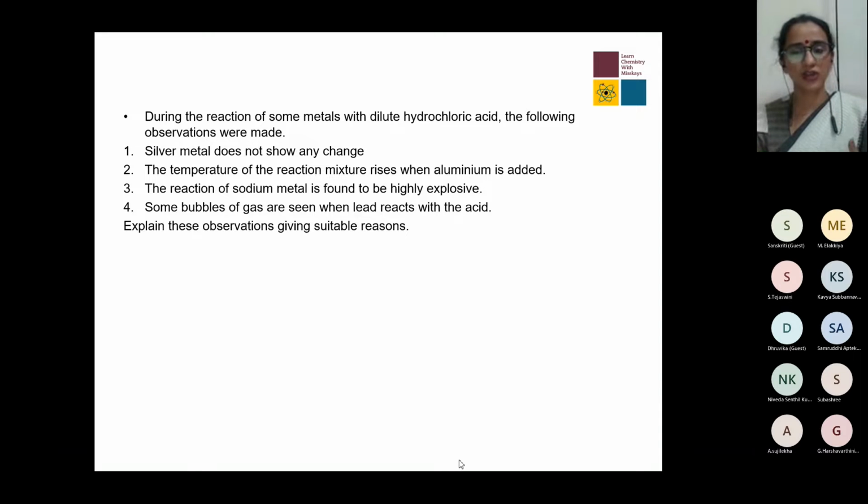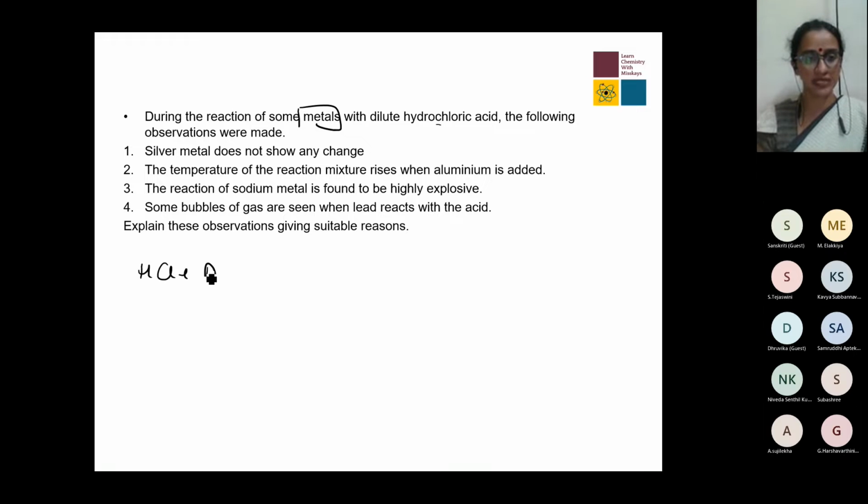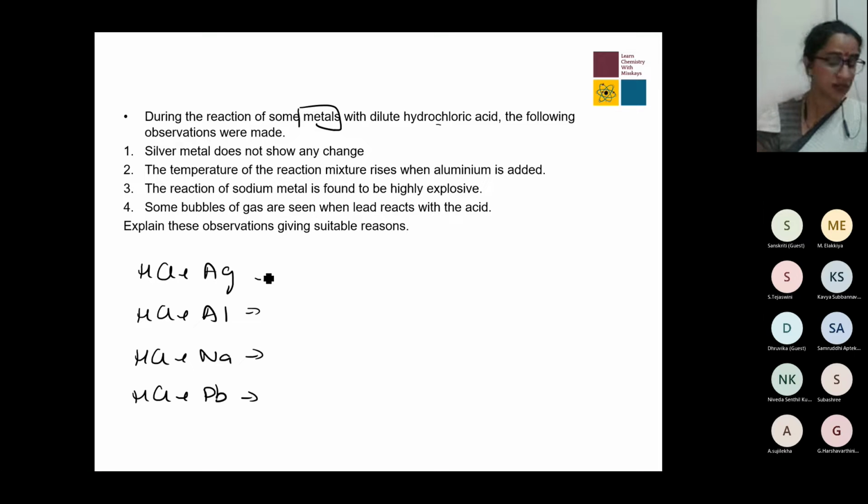Okay. So have you all heard of something called the reactivity series, for displacement reactions to occur? Now, first of all, how do I know these are displacement reactions? Because it says metals are reacting with dilute hydrochloric acid. So each of the individual reactions will look like this: HCl plus Ag, HCl plus Al, HCl plus Na, HCl plus lead. We can see that there is a compound reacting with a simple metal. So this tells us it is a simple displacement reaction occurring.